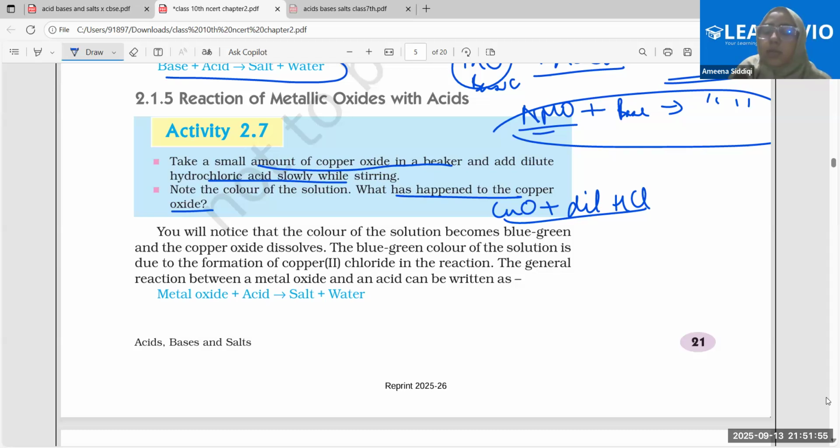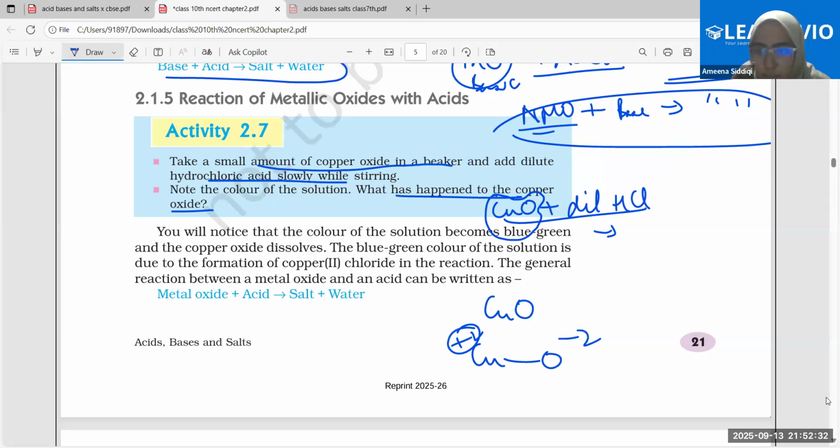What will be the salt that will be formed here? Copper chloride. What will be the formula of that? Tell me in which valence state is copper here? Just looking at the formula. See, it is CuO, right? That means copper is bonded to one oxygen, which is -2. Therefore, copper here is in the +2 state.